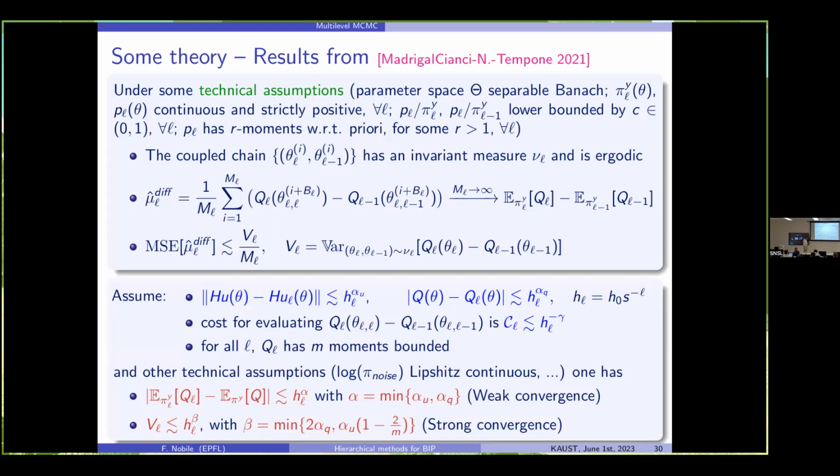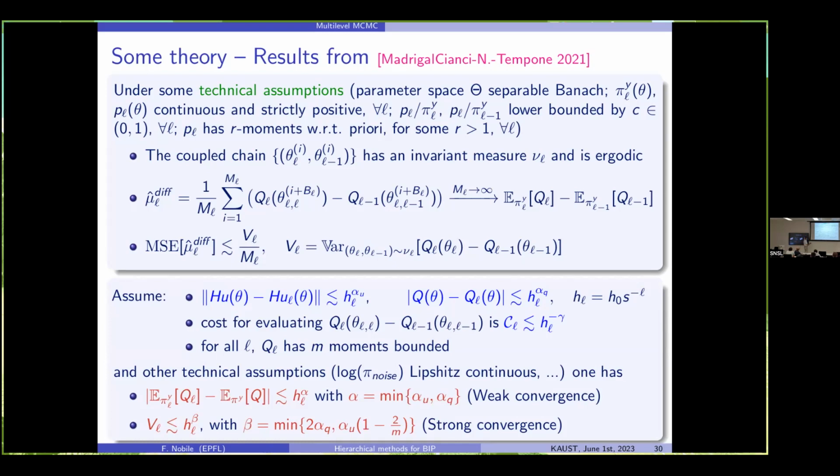With this, if we make assumptions on how the forward model is approximated with respect to the discretization parameter, and what the rates of convergence are on the forward model and on the quantity of interest, we could actually quantify the gain when you apply this multi-level Monte Carlo strategy.